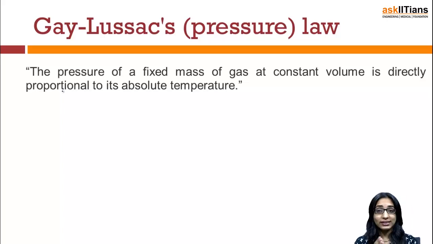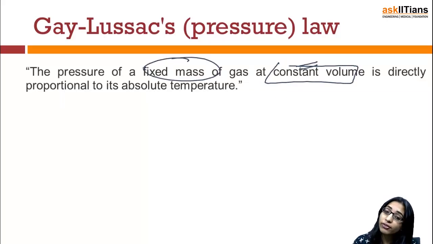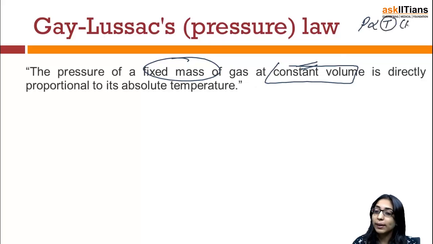absolute temperature. See, in the first law we kept one thing constant, in another law we kept another variable constant. And in Gay-Lussac's law, we are simply keeping the volume constant, and also we are talking about a fixed mass of the gas. So once you are talking about the fixed mass of the gas, you will simply say that the pressure is directly proportional to temperature, again in the Kelvin scale, which is also known as the absolute scale.